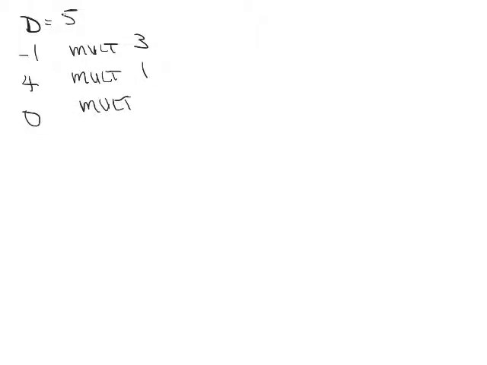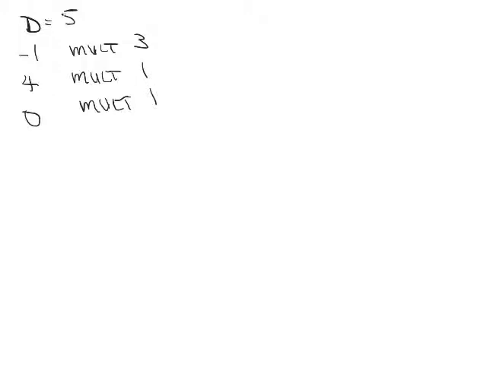Okay, so let's look at example 2. And this is where we're going to use some multiplicity stuff. Find a polynomial function that has a degree of 5. So my degree is going to be 5. And negative 1 as a 0 with a multiplicity of 3. 4 as a 0 with a multiplicity of 1. And 0 as a 0 with a multiplicity of 1.